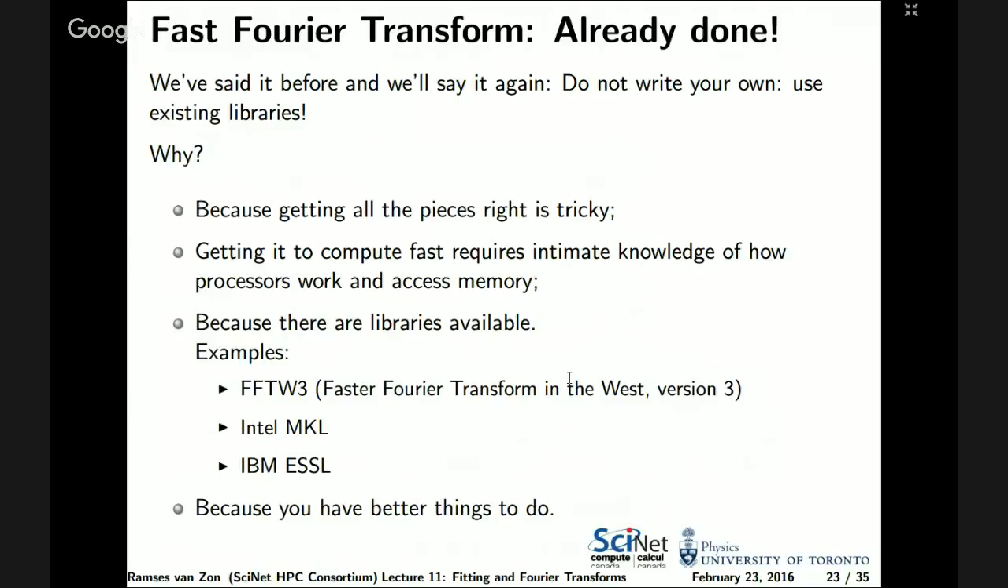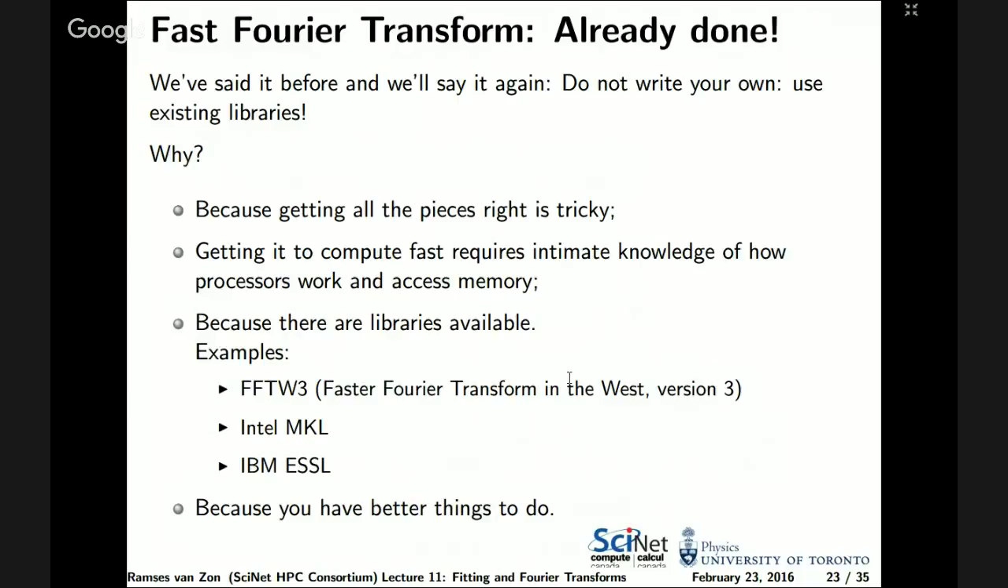The one that you'll be using is called FFTW, in particular version 3. Don't use version 2. It's old. There's no need to use an old version, and it's so fast Fourier transform. And it stands for the fastest Fourier transform in the West.